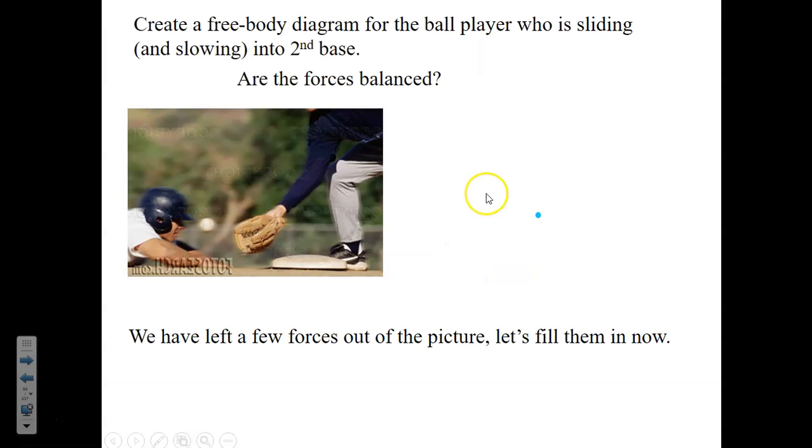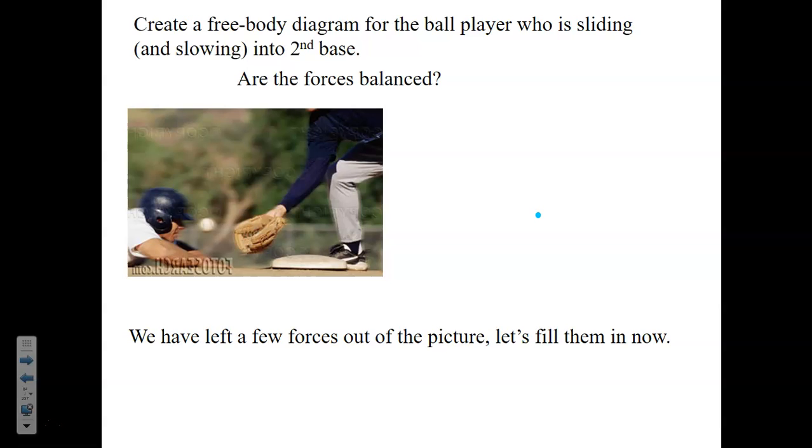Okay, let's draw a free body diagram for a baseball player who is sliding to the right and slowing down into second base. So are the forces balanced on the baseball player? And you've got to ask yourself, is the baseball player stationary? No. Is the baseball player moving at a constant speed? No, he's slowing. So that means the forces are not balanced. Okay. What's the direction of the net force? If he's moving to the right and he's slowing, that means the direction of the net force has got to be opposite. Okay, so the net force has got to be acting to the left.